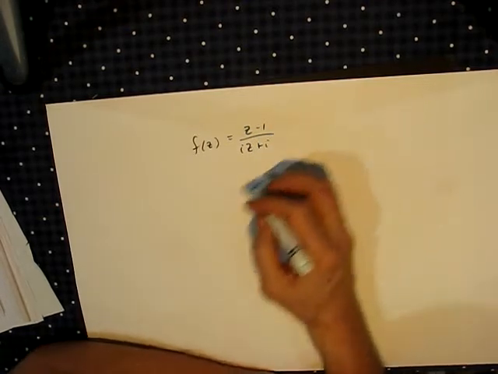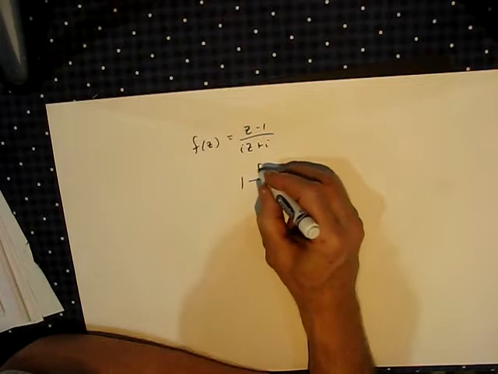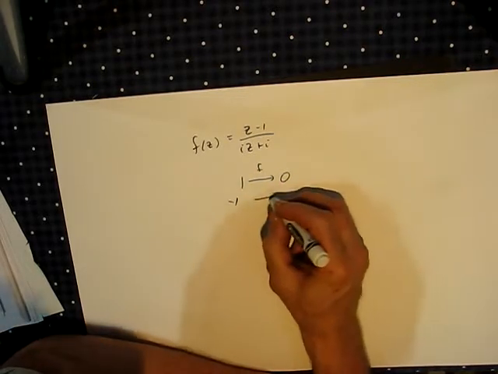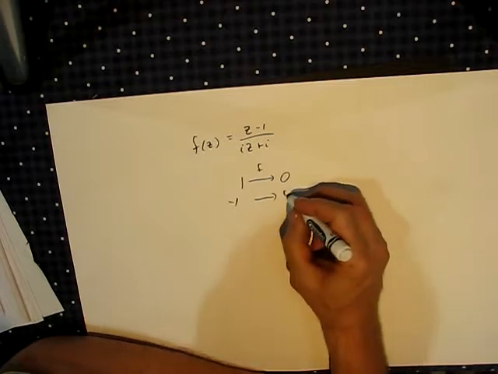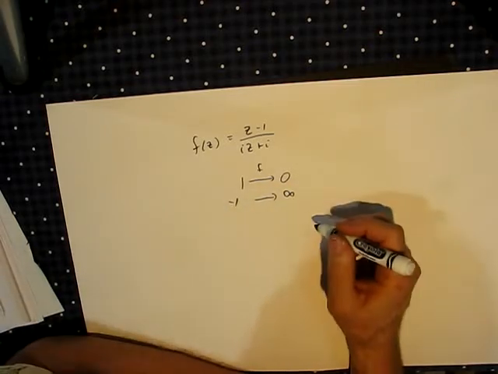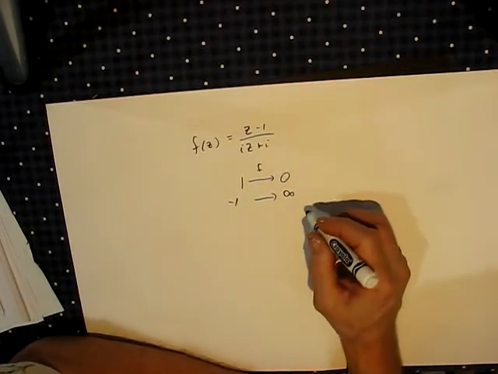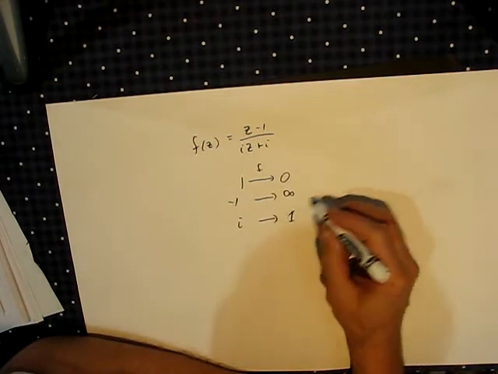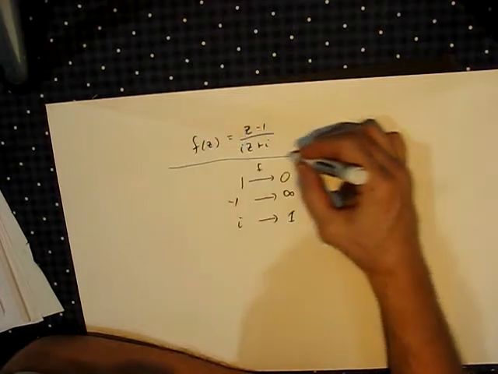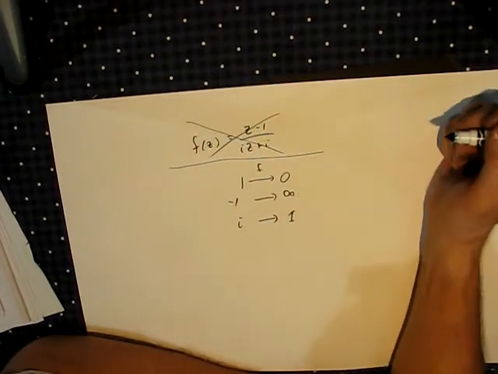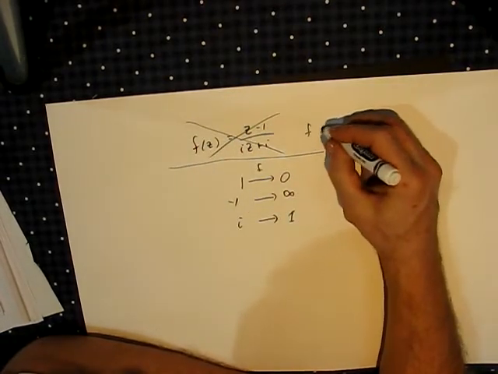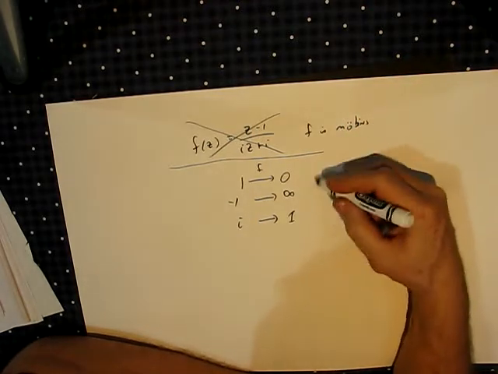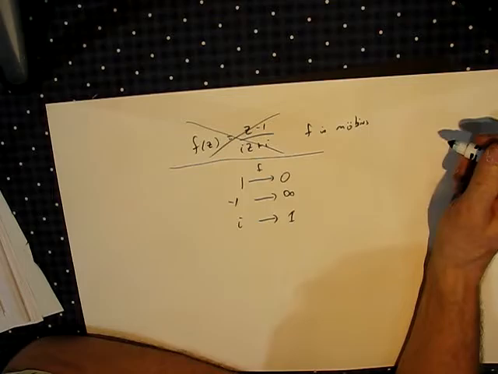And let's specify simply that we know 1 is mapped to 0. Let's specify that minus 1 is mapped to infinity, well, modulus at infinity, if we call that a point. And let's also specify i gets mapped to 1. And let's not specify anything more. But now let's throw away this function and just say f is Möbius. Well, do you think these 3 values are enough to completely recover the function f?